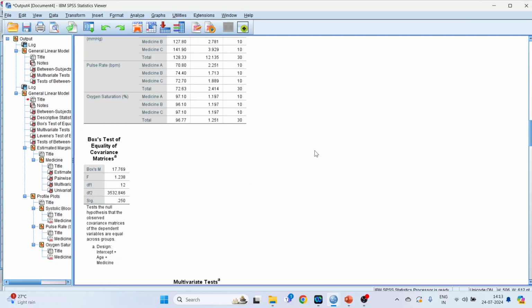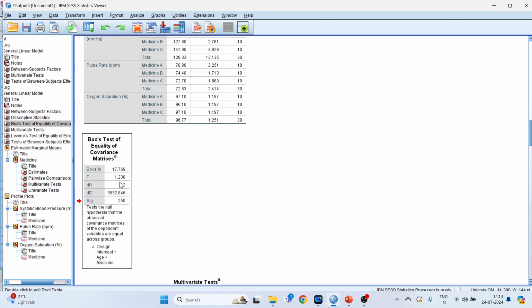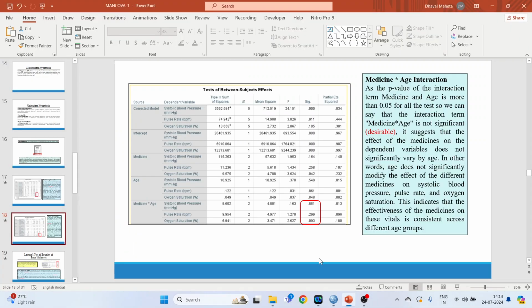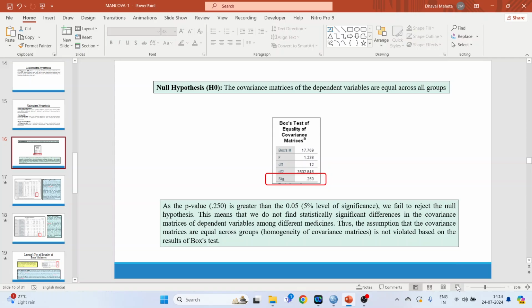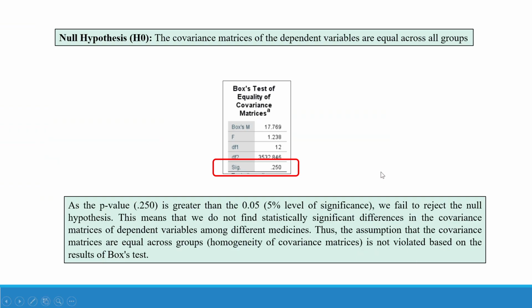So first we have to test the assumptions. The first one is the equality of the covariance matrices. Right click, copy. This I will take into the slide. Null hypothesis is the covariance matrices of the dependent variables are equal across all groups.